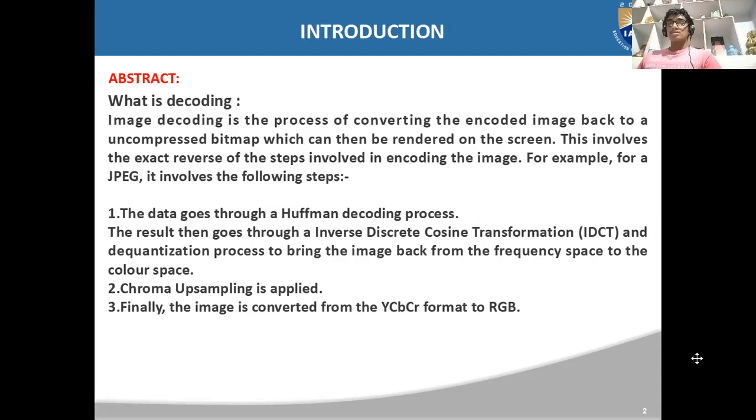The data goes through the Huffman decoding process. The result then goes through inverse discrete cosine transformation (IDCT) and the dequantization process to bring the image back from the frequency space to the color space. Chroma upsampling is applied, and finally the image is converted from YCbCr format to RGB.